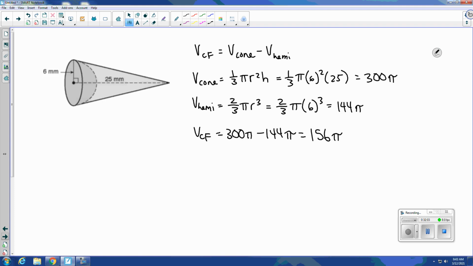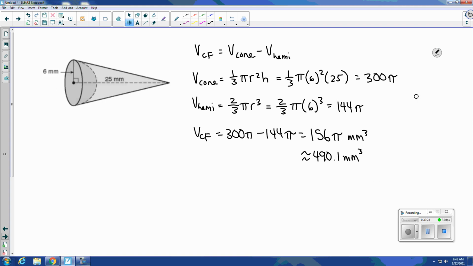Now, if we want to round that to the nearest tenth, we're going to get 490.1, so approximately 490.1, and these are in millimeters cubed. So there is our volume.